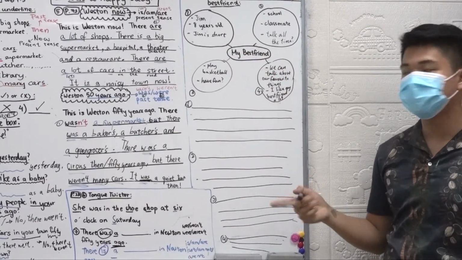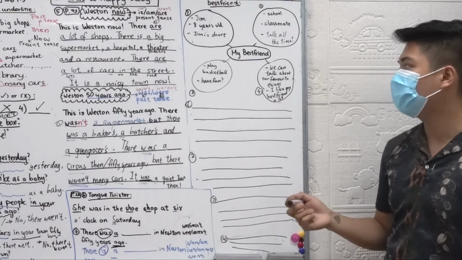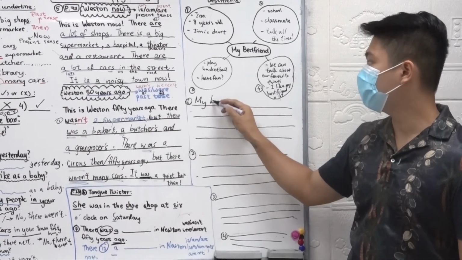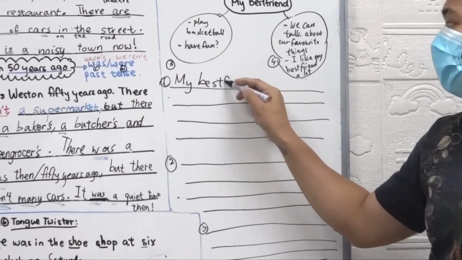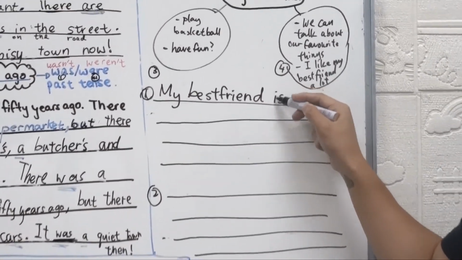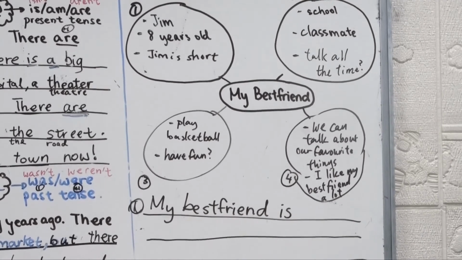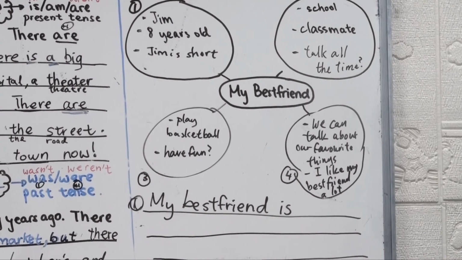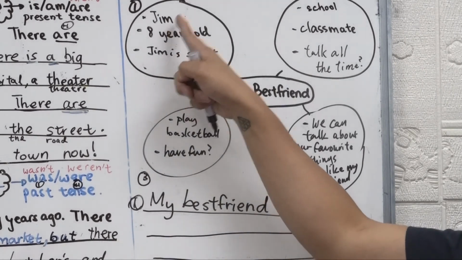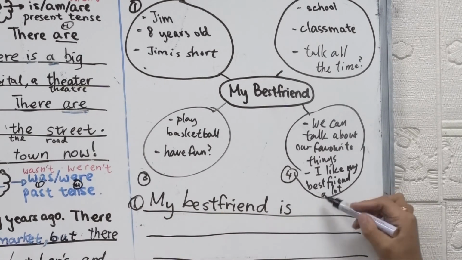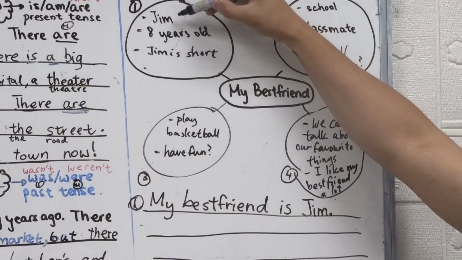So we have to start the story or what you're going to write with "My best friend is," and then what is your best friend's name? You will put it here. For example, my best friend's name is Jim, in circle number 1, and we're here at paragraph number 1. So, my best friend is Jim. Full stop. I already used this one, right? So I put a tick.